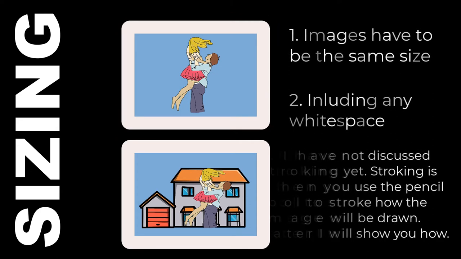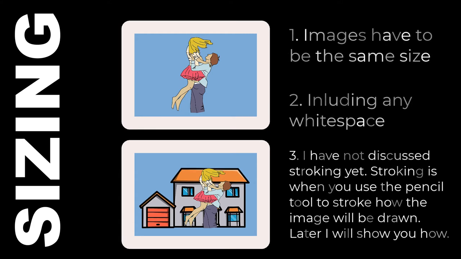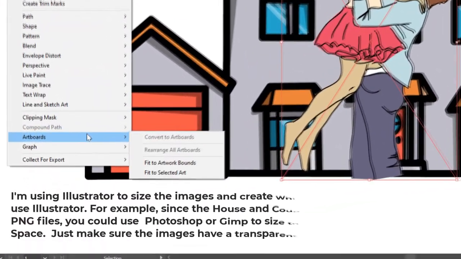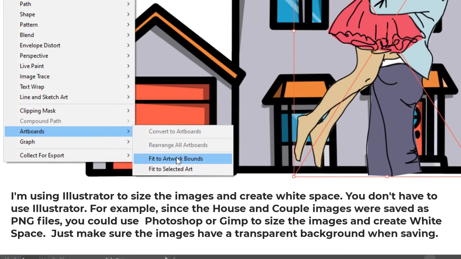I have not discussed stroking an image yet, but will later. So keep the following in mind. The white space gives you room to stroke the image and still keep the image the same size by stroking within the boundaries of the image as a whole. If you stroke beyond the white space, the images will be different sizes, making it impossible to achieve the effect we want.